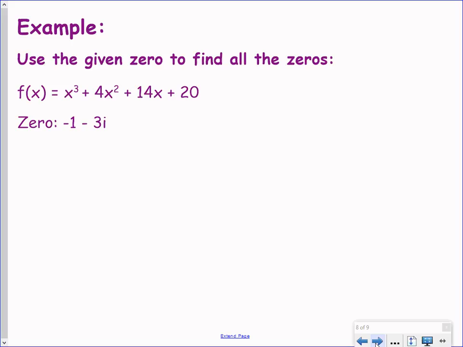With a real 0, we could just pop it into synthetic and then factor what remains. Here, we don't really have that option with the imaginary 0. So if -1 minus 3i is a solution, what else do you know? -1 plus 3i is also a solution. So you wouldn't make the -1 into a positive? No. Conjugate is only changing the sign in between a and bi.